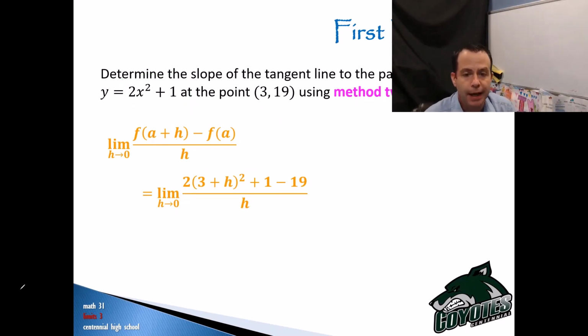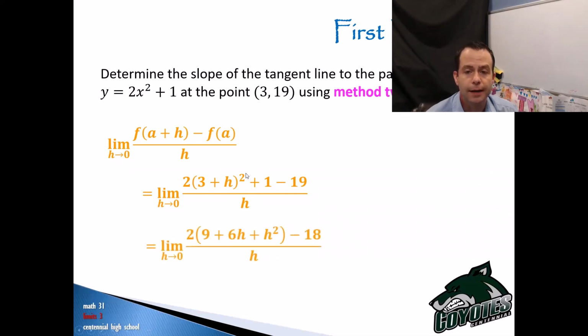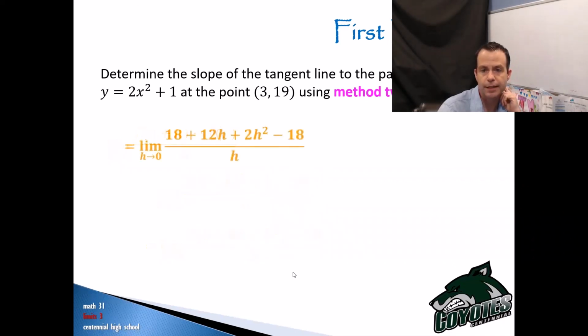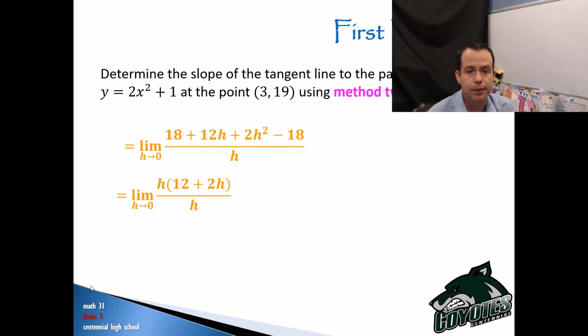All right, so now I've got to do some cleaning up. And I know that direct substitution isn't going to work right now because I have an h on the bottom. So I have squared that: square the first, double the product, square the last. I'm going to bring the 2 into everything. I also did 1 minus 19. Now I've got 18 minus 18, so that's gone. I'm left with 2h squared plus 12h, which means the h can factor out, which is great because that was the problem. So I just got rid of the problem.